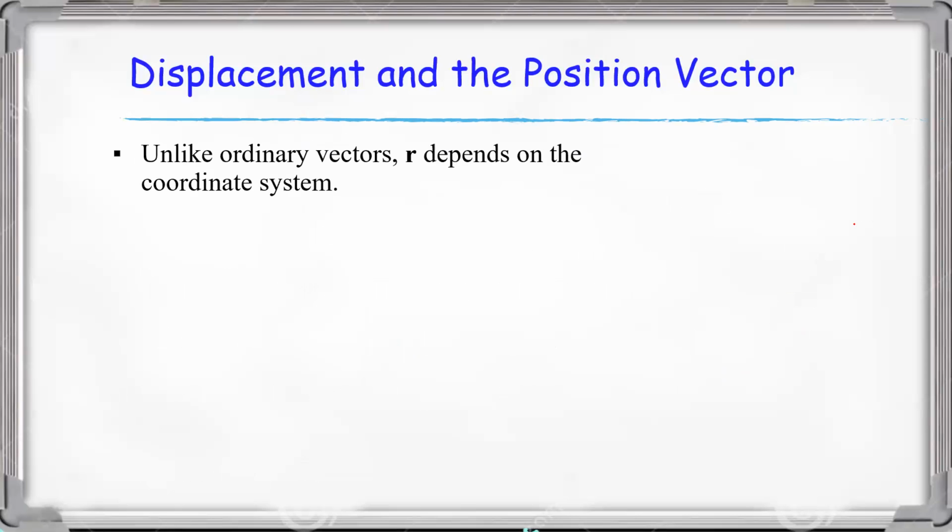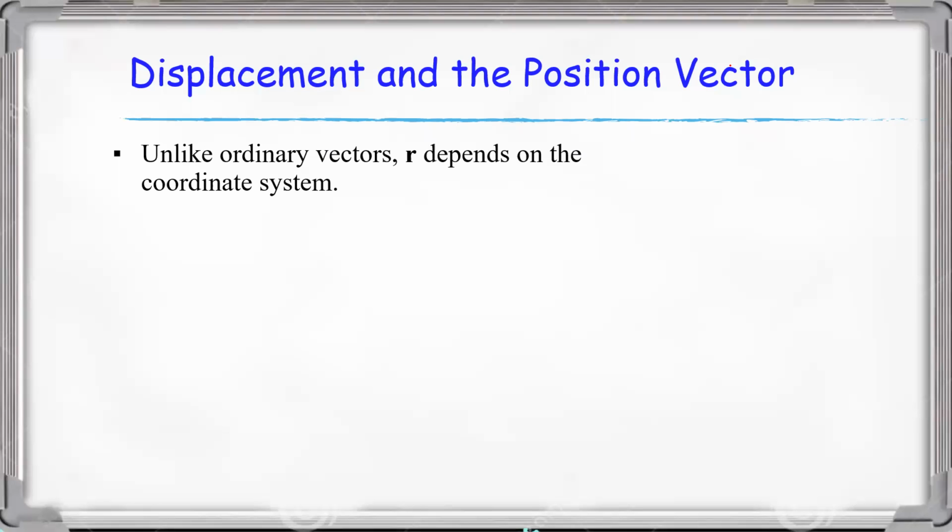But this position vector depends. We know that we write for the position vector r equal to xi plus yj plus zk. We know that here x, y, z are the coordinates from the corresponding coordinate system.